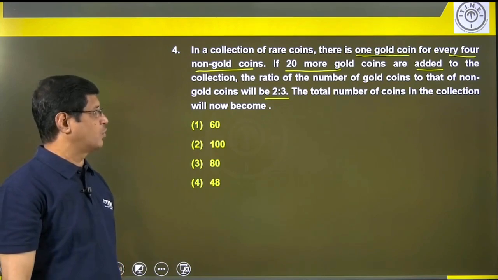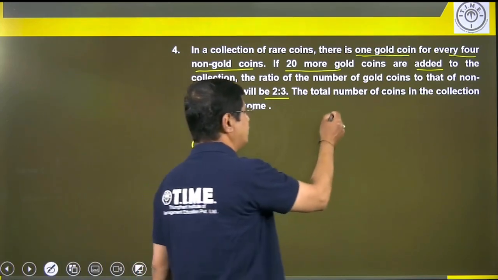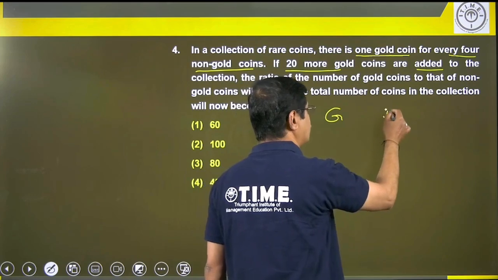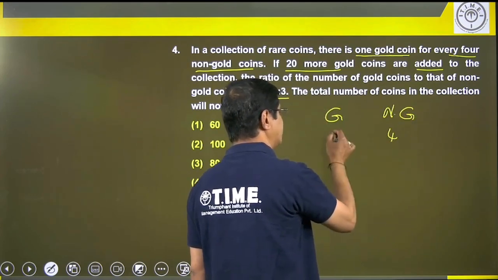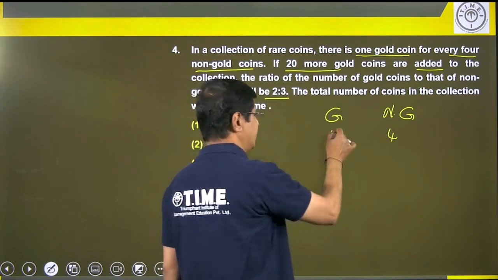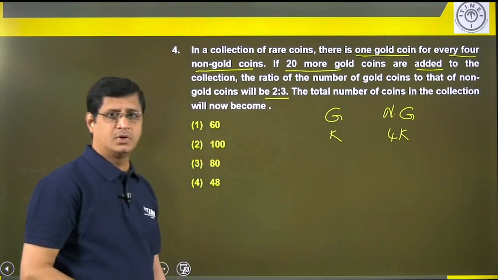The total number of coins in the collection will now be... Dear students, gold coins and non-gold coins. First of all, observe the ratio. For every 4 non-gold coins, there is 1 gold coin. Means the ratio 1:4, that is 1K and 4K.